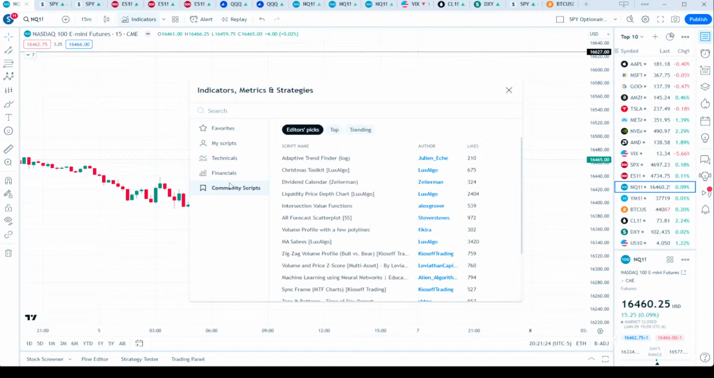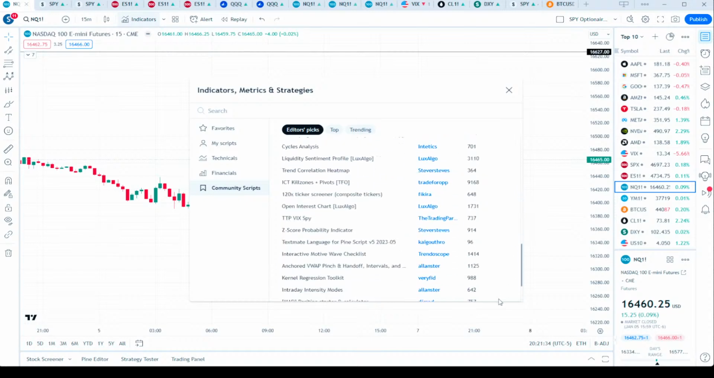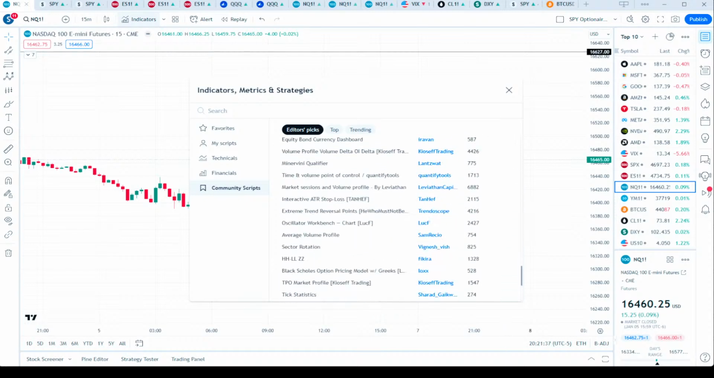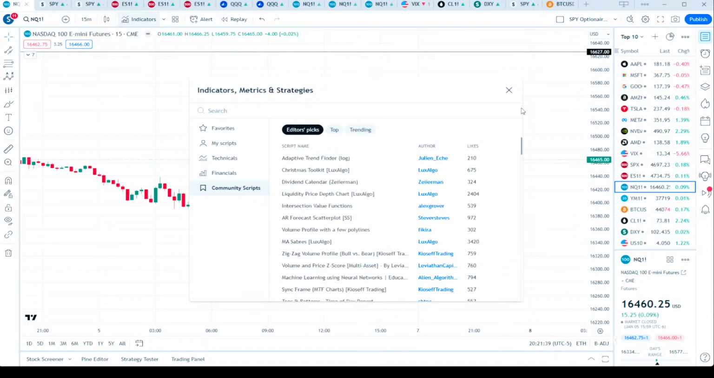However, if you go down to community scripts, which I think is so cool, and this is something I wish Thinkorswim did, you can search all these indicators, and it will never stop. If you keep scrolling, you could probably scroll for hours. There are hundreds of thousands of indicators on here that you can search.